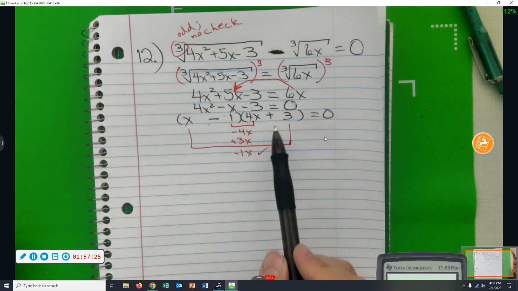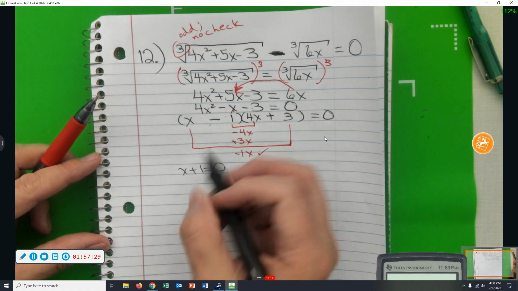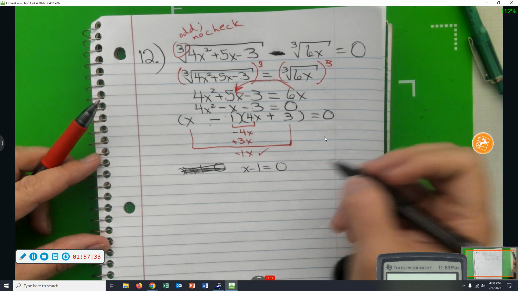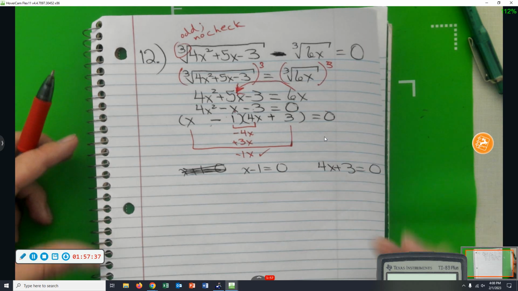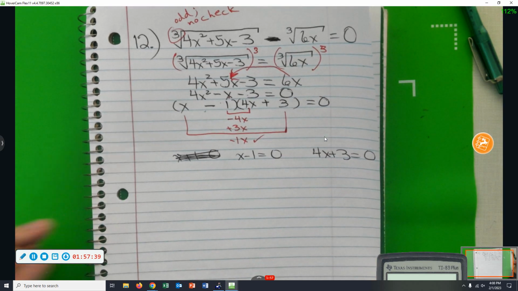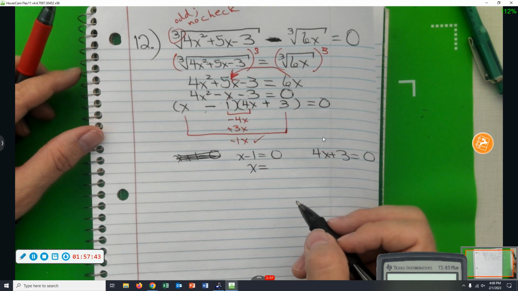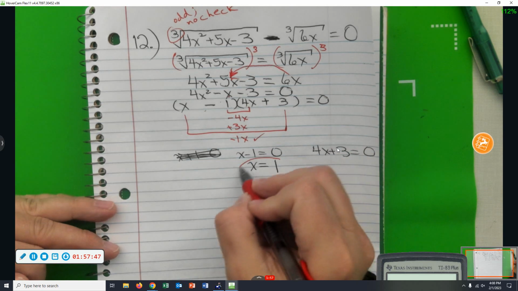Set each factor equal to 0. Set x plus 1 equal to 0, x minus 1 equal to 0, and 4x plus 3 equal to 0. Here we get x equals 1. And notice I'm boxing it in. We don't have to check here.